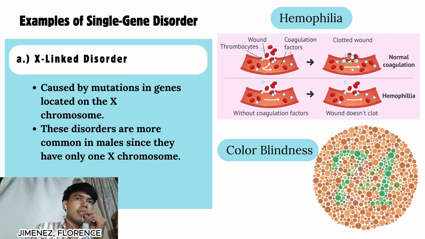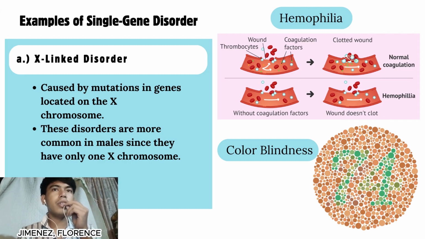The other example of a single gene disorder is what we call X-linked disorder. It is caused by mutations in genes located on the X chromosome. These disorders are more common in males since they have only one X chromosome. An example of this disorder is hemophilia. Hemophilia is a rare disorder in which the blood doesn't clot in the typical way because it doesn't have enough blood clotting proteins, or clotting factors.